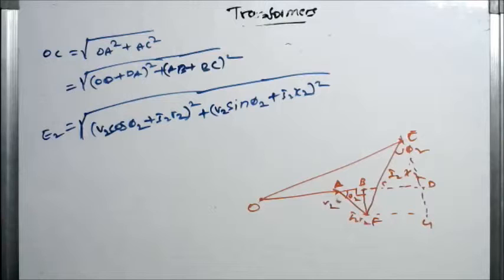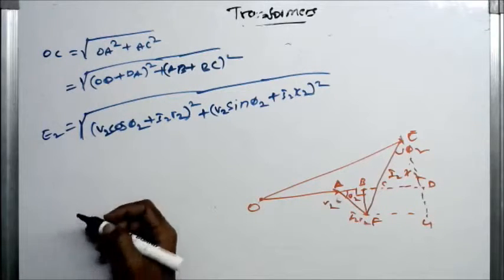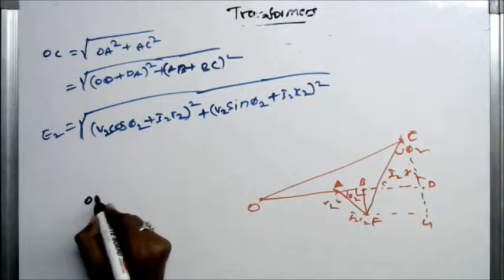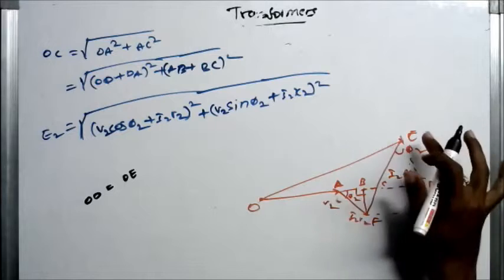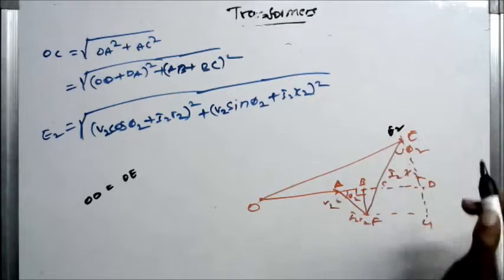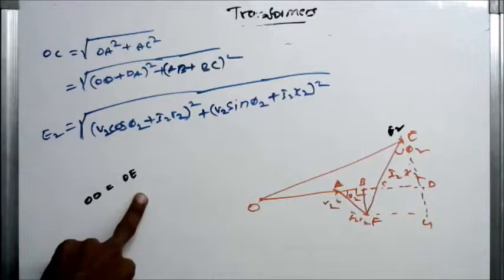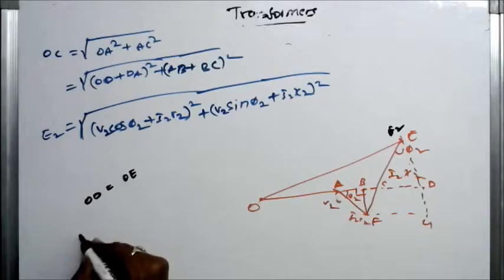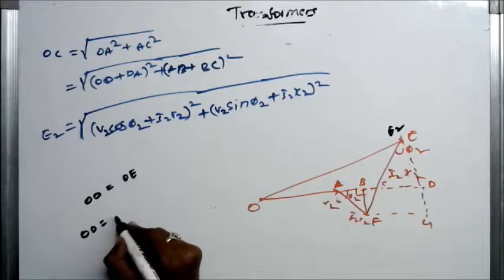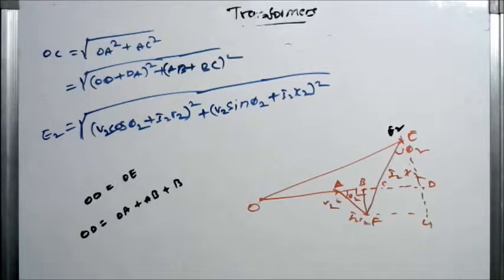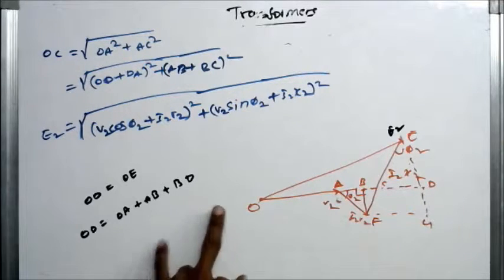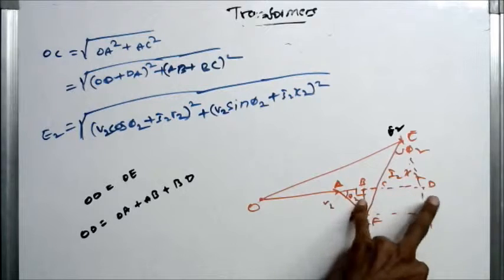So okay, now can I write this OD is equal to OE? Okay, this is E2. OD is equal to OE. Now OD is equal to OA plus AB plus BD. Is it correct? See here. We have split this line into three parts, OA plus AB plus BD.